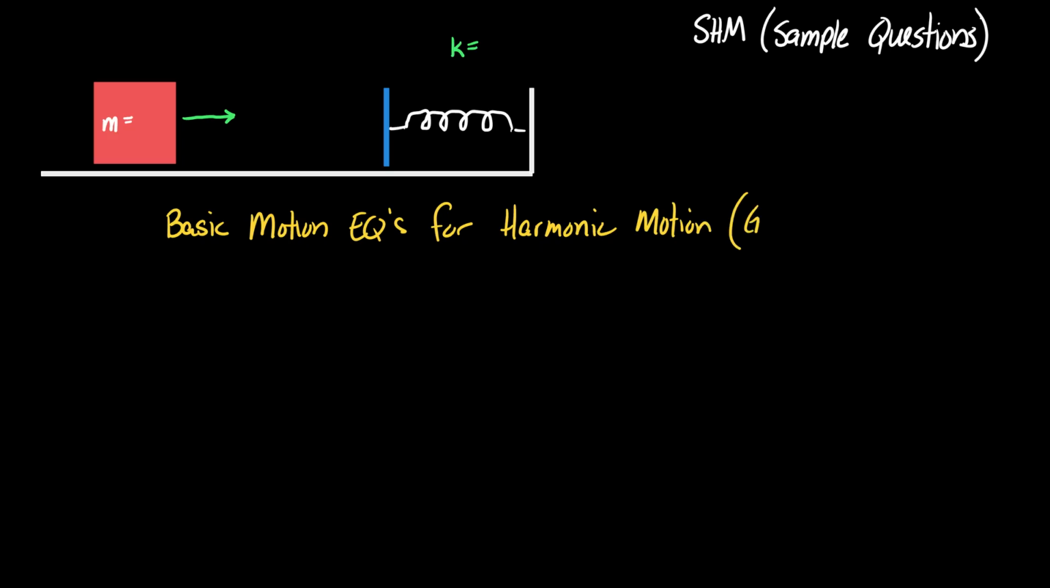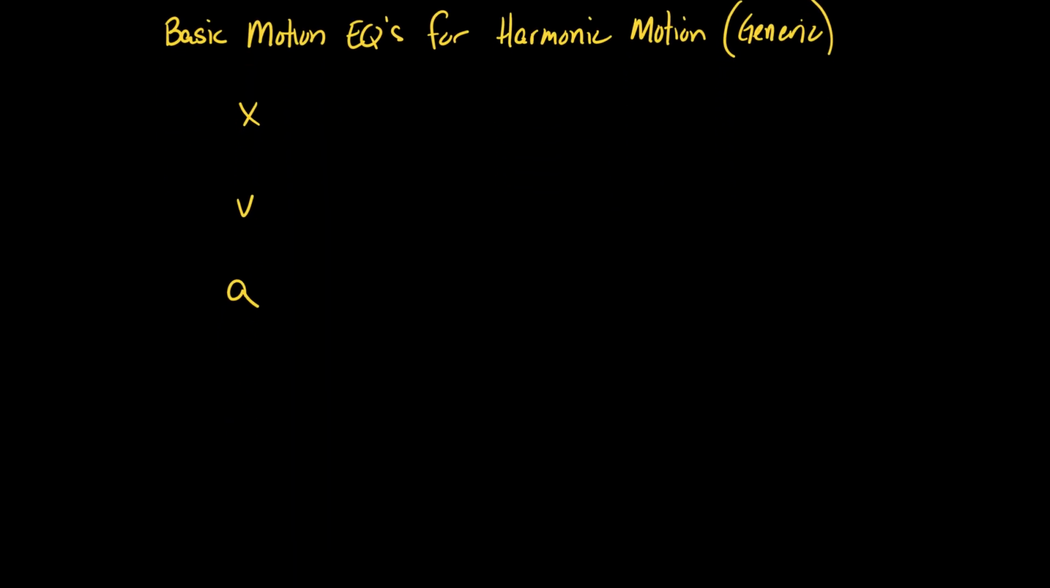I'm going to say that these are the generic versions, meaning they apply to all oscillators, and it's up to us to know what the controlling factor is on those oscillators. So for example, the basic motion equations are going to be for x, v, and a. One for position, one for velocity, and one for acceleration.